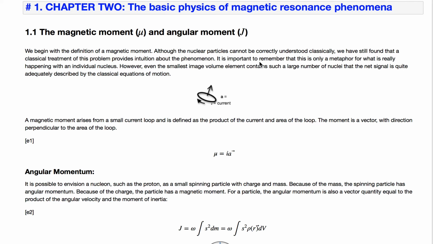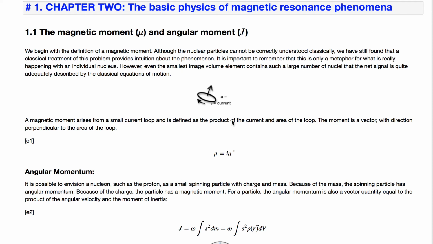Introduction to this Chapter 2 from our notebook from the Advanced MRI class that we teach this semester. And I'll begin just going through each of the sections here of this Chapter 2. So we begin by talking about magnetic moments and angular momentum in general.